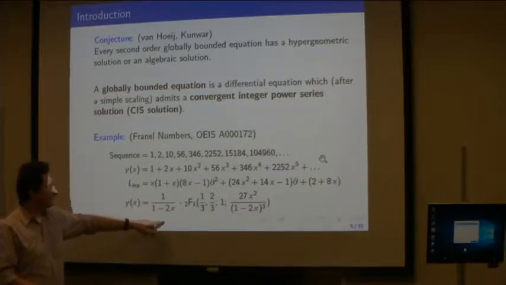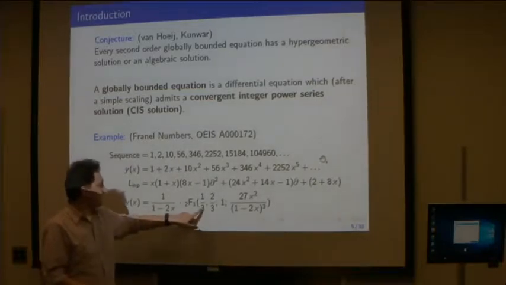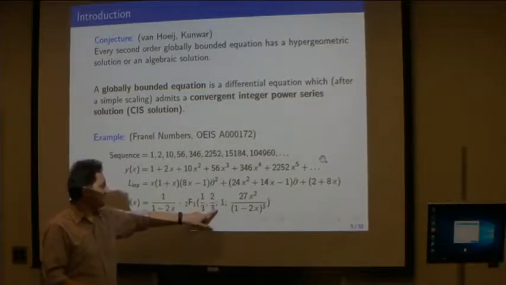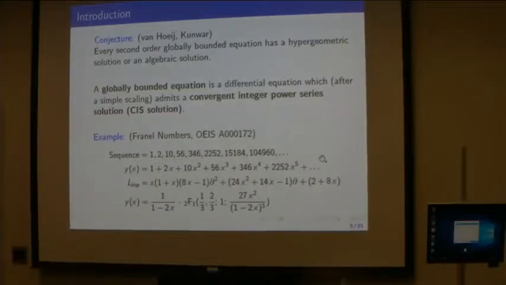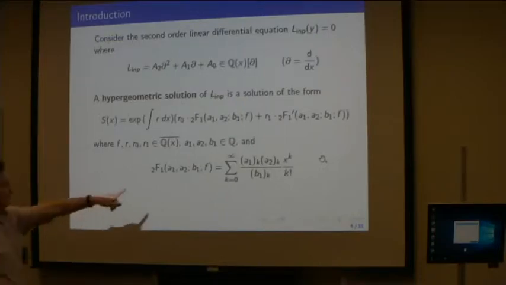This is exponential part times 2F1 function. Here the parameters are 1 over 3, 2 over 3, 1, and this function here. Could you explain what the 2F1 means? 2F1 is given here. Oh, okay, it is a series. It is defined as, yeah.